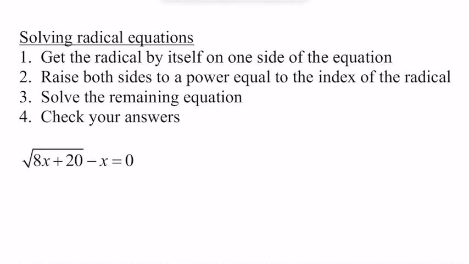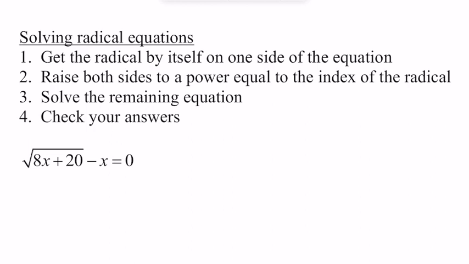When you're solving equations involving square roots, an important step before you try to get rid of the root is to get the root by itself. You get the root by itself first, then you raise both sides to a power to get rid of the root. To get rid of a square root, you raise both sides to the second. To get rid of a cube root, you would raise both sides to the third. To get rid of a fourth root, you would raise both sides to the fourth, and so on. Then you solve the equation that's left and check your answers.